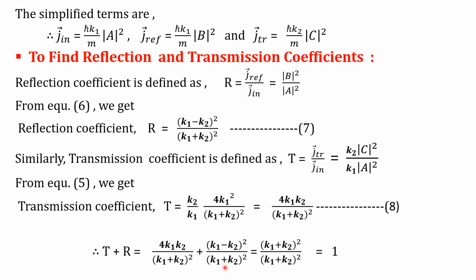Simplify these two terms. The denominator is the same, so we take the addition of the numerators: 4K1 K2 plus (K1 minus K2) square, expanded as K1 square plus K2 square minus twice K1 K2. The simplified term is (K1 plus K2) square divided by (K1 plus K2) square. Both terms are the same, they cancel, and we get 1. Hence for E greater than V0, the total probability is equal to 1.